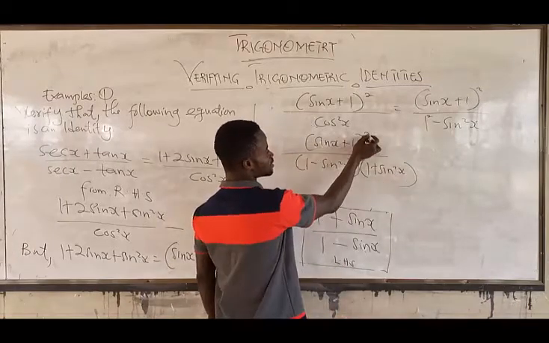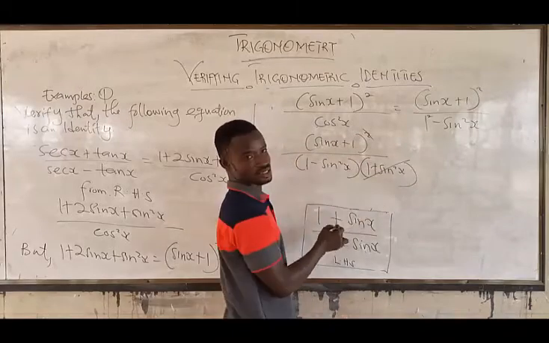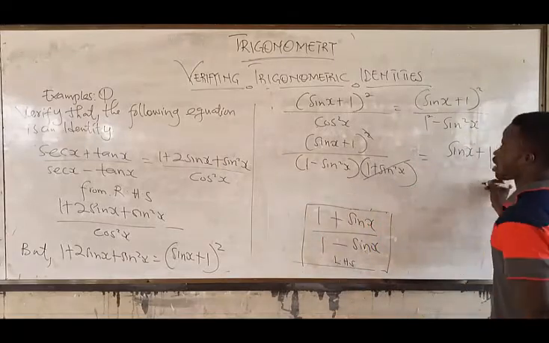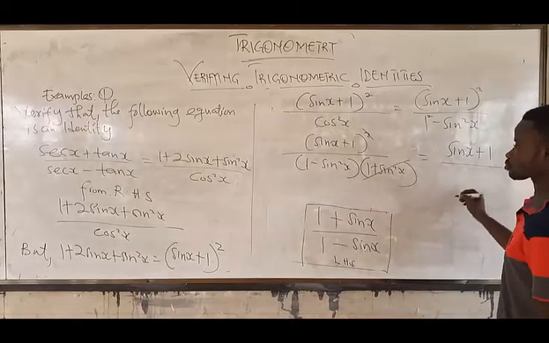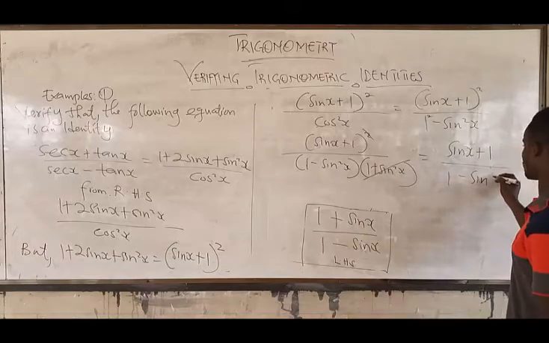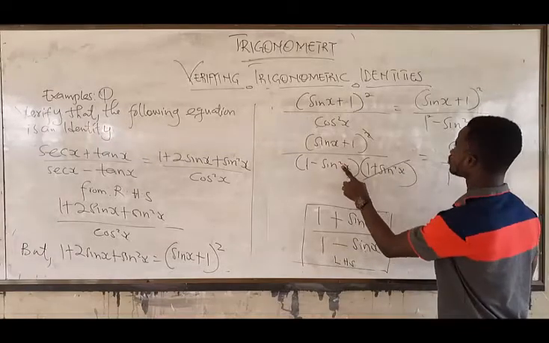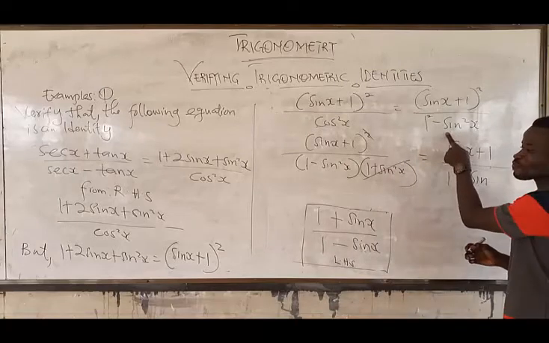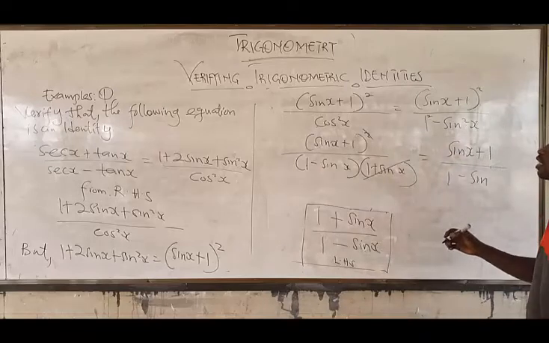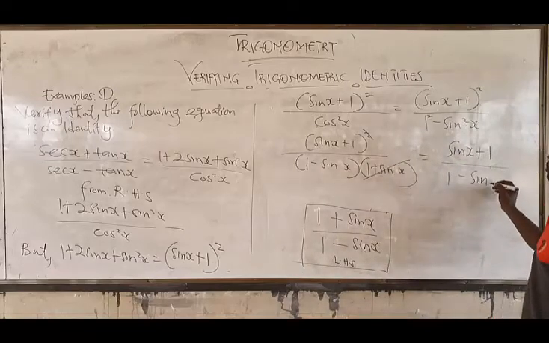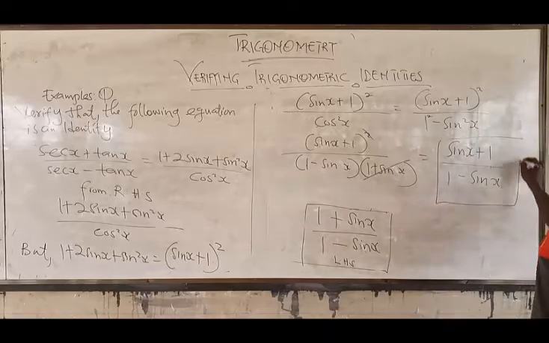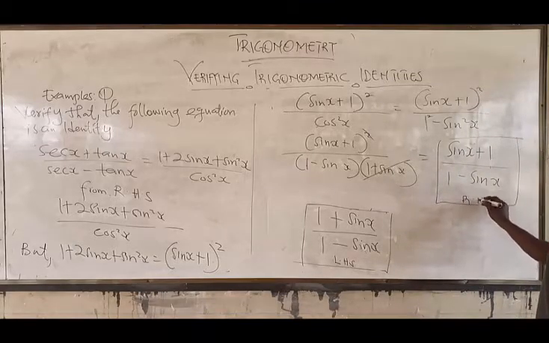And you can see that one of these will cancel this. And we are going to get sine x plus 1 over 1 minus sine x. Sorry. When you express it as a difference of 2 squares, this will not count. Sorry for that. That's why this will cancel one of these. So it will be 1 minus sine x. And that is for the right hand side.